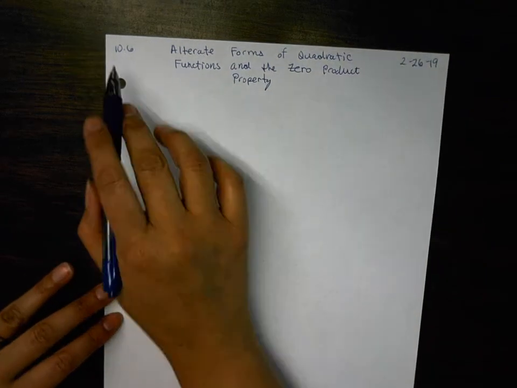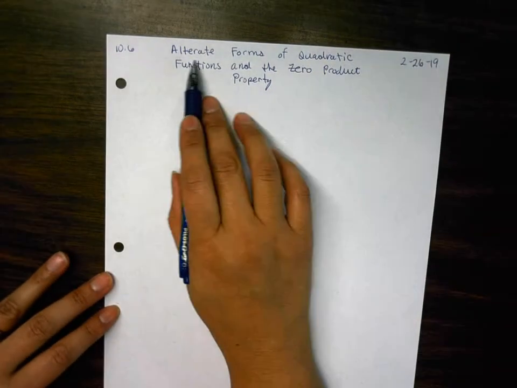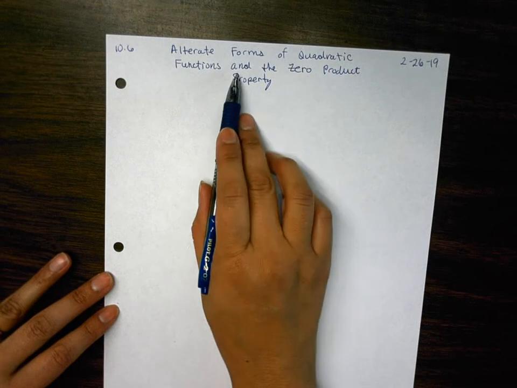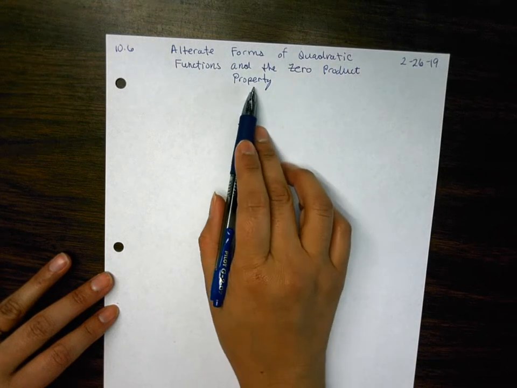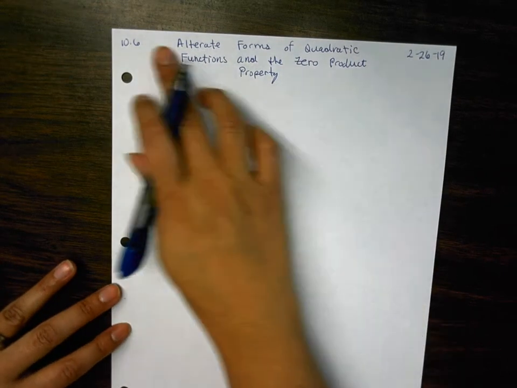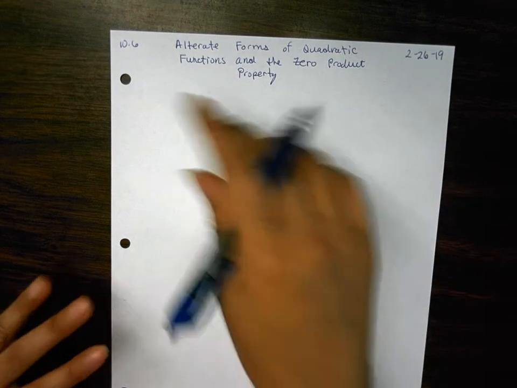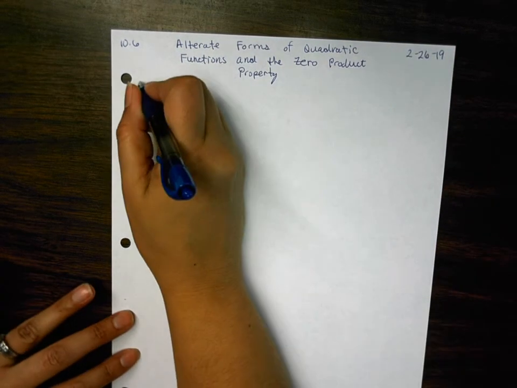This is Math 2, Unit 10, Lesson 6, alternate forms of quadratic functions and the zero product property. Okay, this first piece, the alternate forms of quadratic functions, is somewhat review, and so I'm going to go over that now.